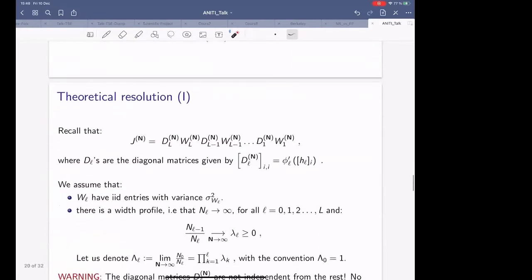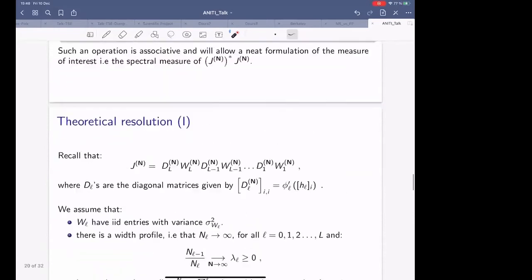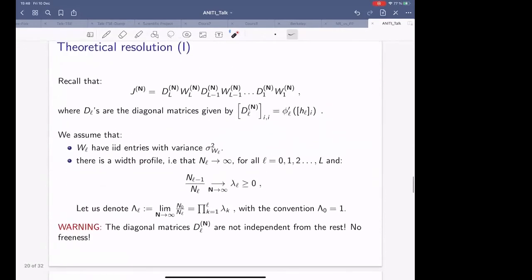Okay, so allow me to now just give you the theorem. If you didn't follow what this box operation is, that's okay. It's some operation on measures, call it box. Now, time for the theorem. So how do we apply this? You take this J. This is your long product. Not so long, but the matrices are really big.